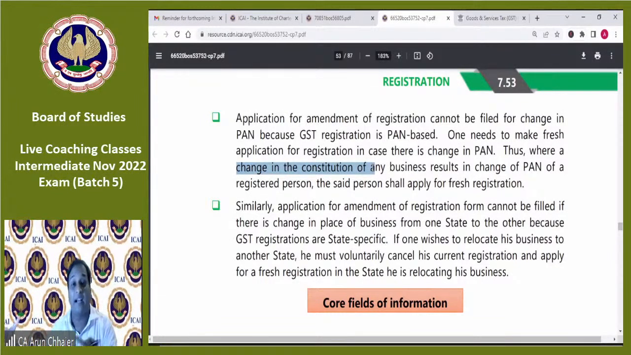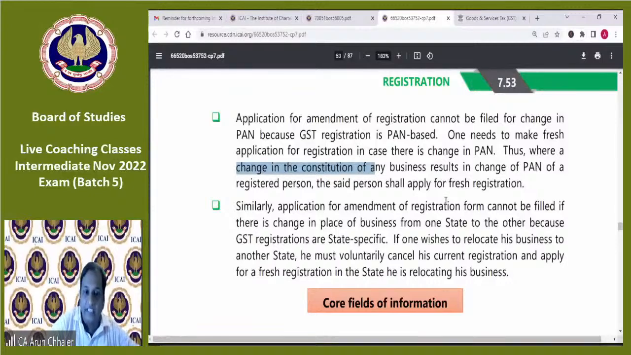Let's say we are starting the firm and you have joined as a partner. Then it becomes a partnership firm, right? So the PAN number would be changed. Yes. So they are saying that in case there is a change in the constitution which results in a change in the PAN, then yes, I have to make a fresh application. The same GST number cannot be used.